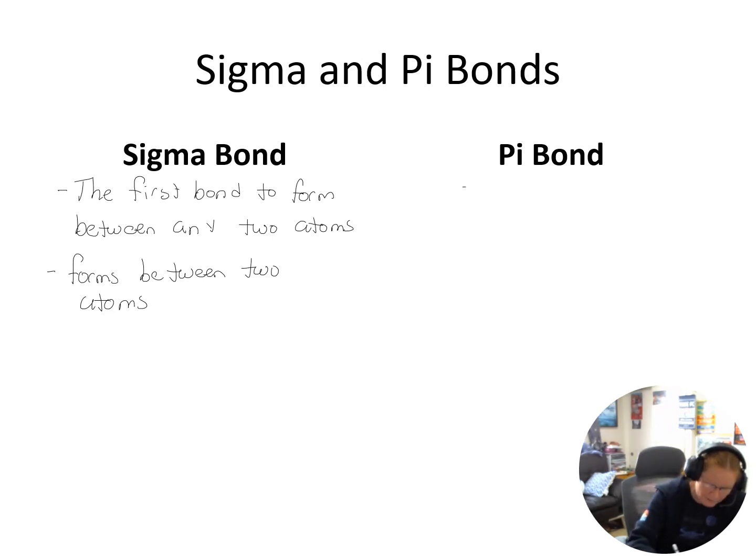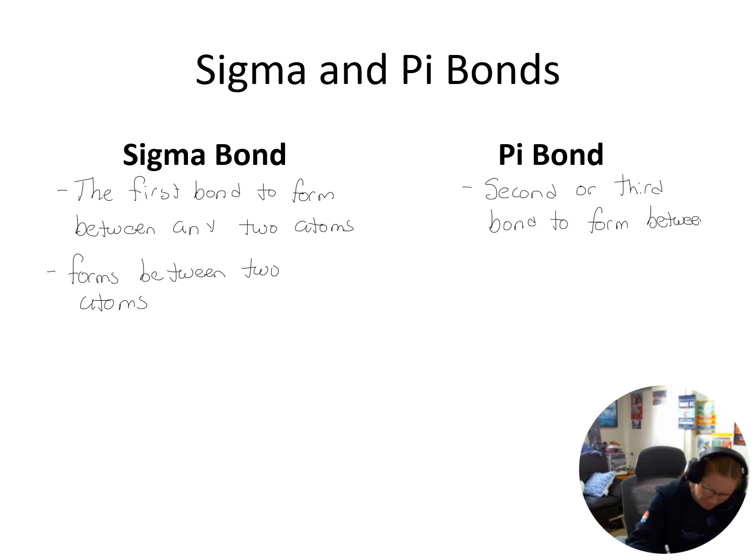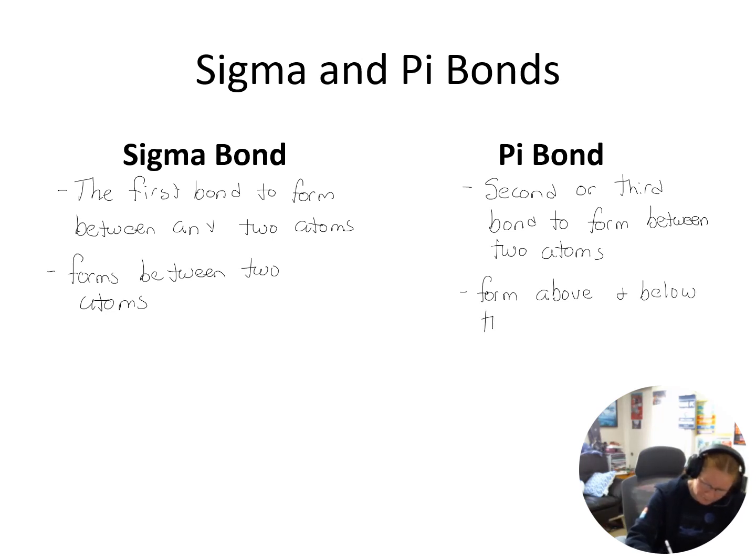Our pi bonds are the second or third bond to form between 2 atoms. And pi bonds form above and below the plane of the molecule.